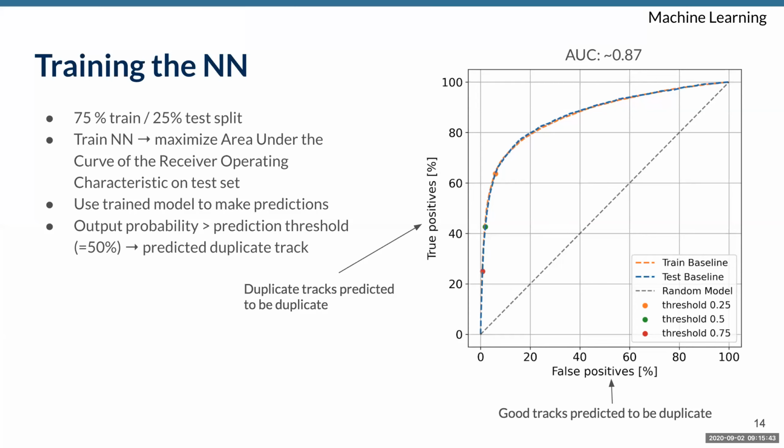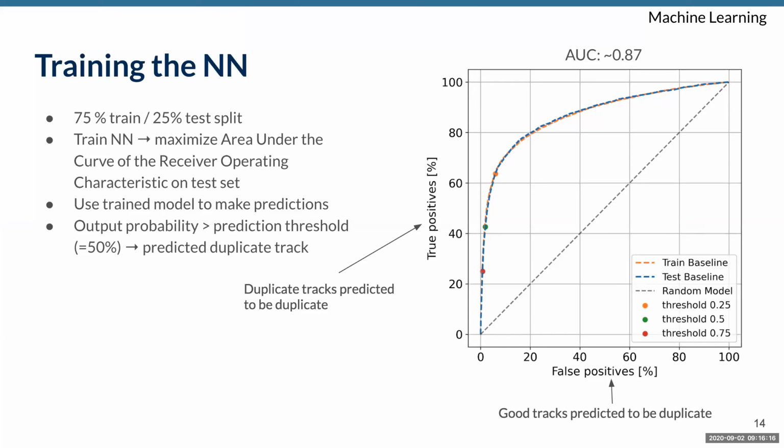So we expose our training data to the network, and we ask it to find the optimal weights such that it maximizes the area under the curve of the receiver operating characteristic, which is shown for our best model in the plot on the right. And our best model turns out to have an area under the curve of 0.87. And for comparison, a purely random model would have an area under the curve of 0.5, and a perfect model, which gets every single prediction correct 100% of the time, would have an area under the curve of 1.